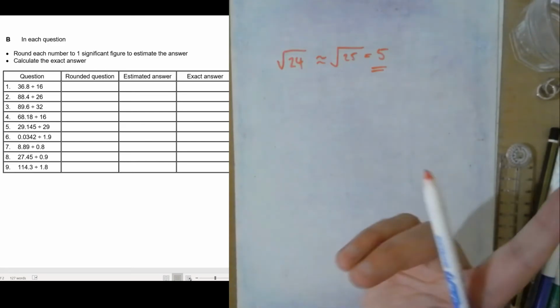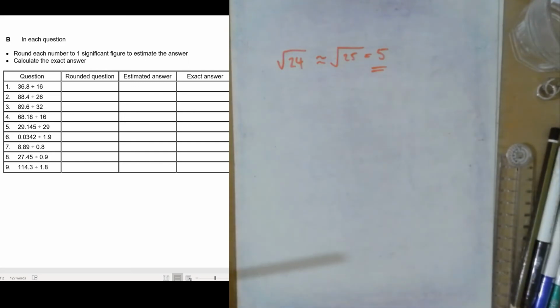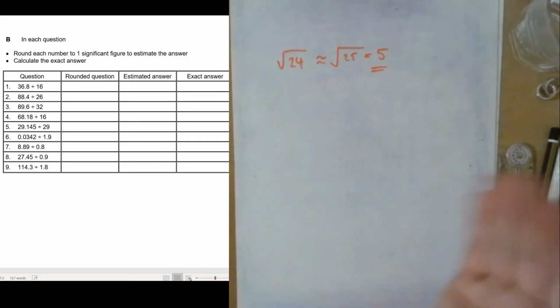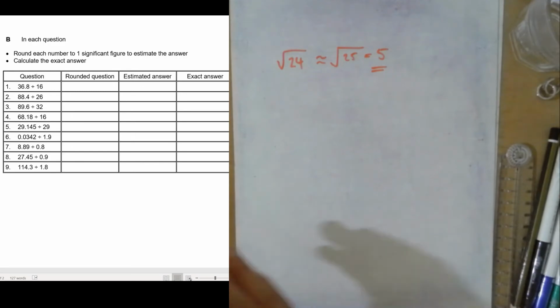Occasionally you might think about cubes. So I have told you previously that you should be learning your square numbers up to the first 15 and your cube numbers up to the first 8. So if you know them, then approximation does become much, much simpler.